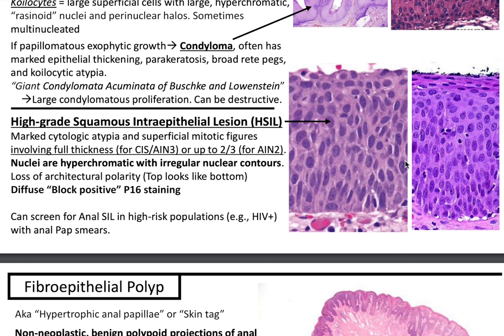High-grade squamous intraepithelial lesion, HSIL. This is marked cytologic atypia and superficial mitotic figures involving full thickness for CIS or carcinoma in situ, and since this is the anus, AIN3, or up to 2/3, in that case, AIN2. Nuclei are hyperchromatic with irregular nuclear contours. There's loss of architectural polarity where you'll have diffuse block positive p16 staining. And you can screen for anal squamous intraepithelial lesions in high-risk populations such as those with HIV with anal pap smears.